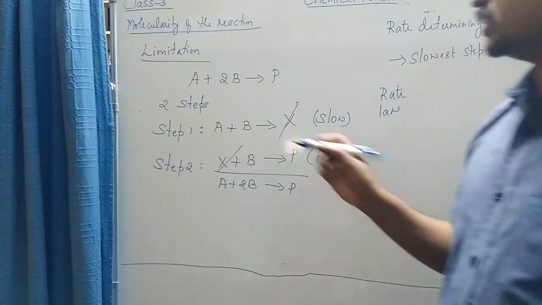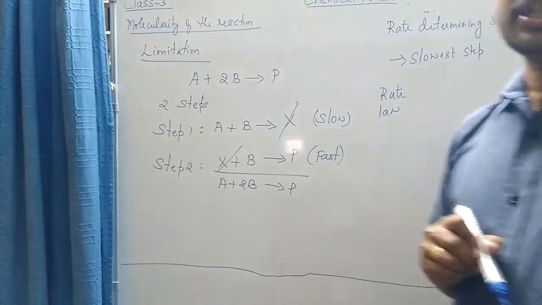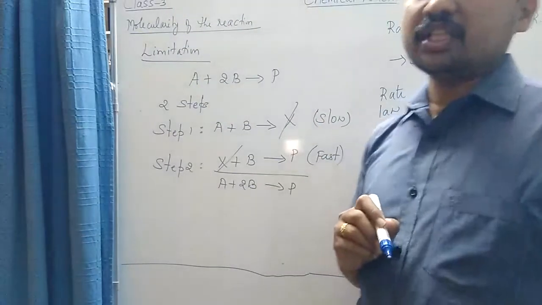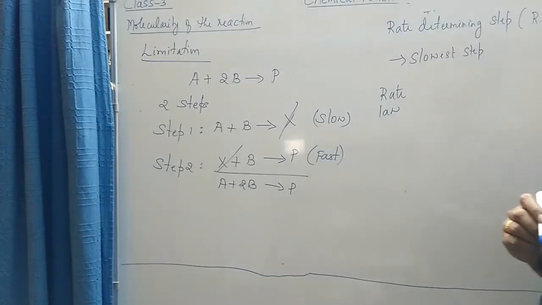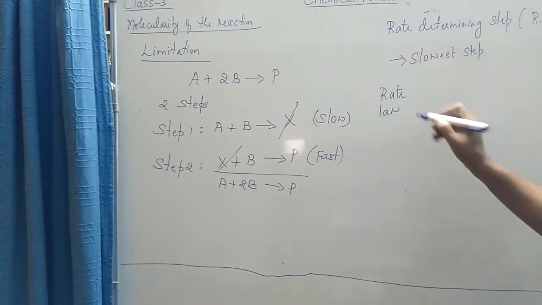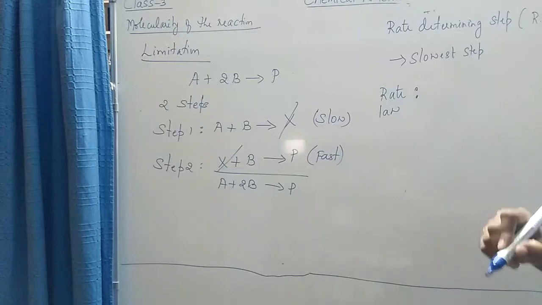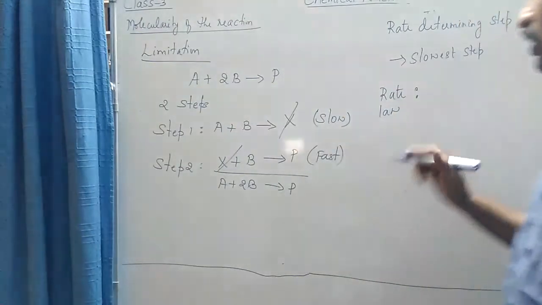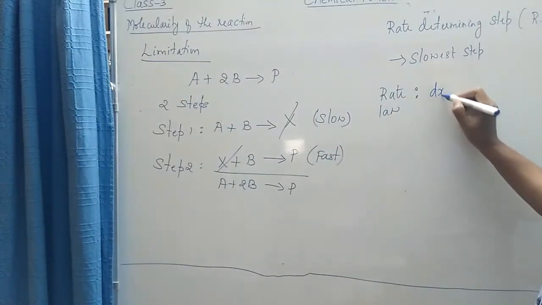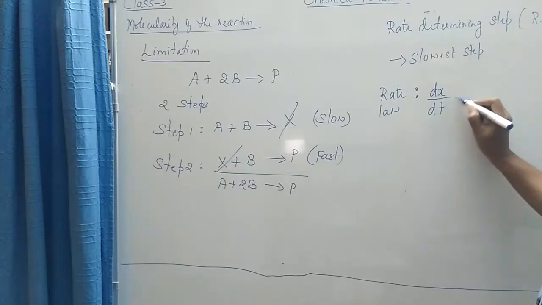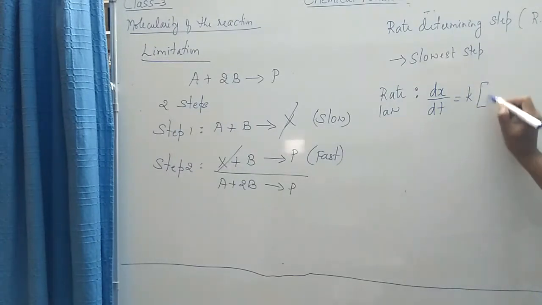We should only consider the rate determining step, or the slowest step involved in the reaction, for writing the rate equation or the rate law. Therefore, the rate equation or the rate law for this particular reaction is dx by dt is k into concentration of A into concentration of B.